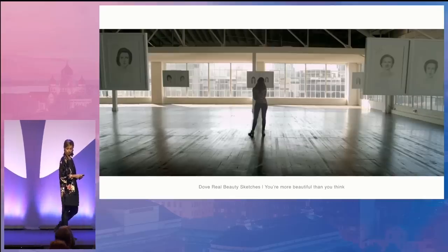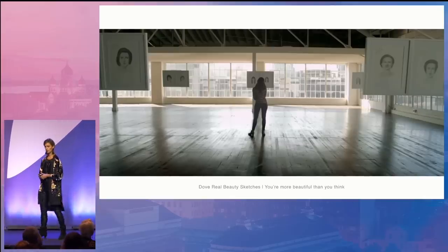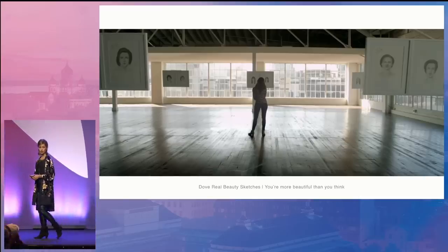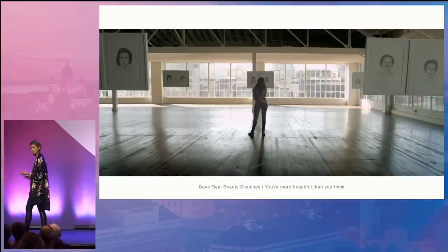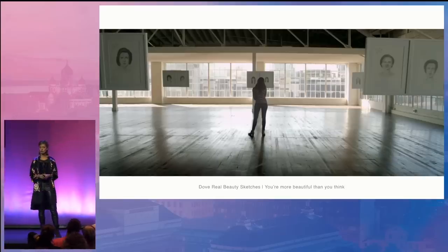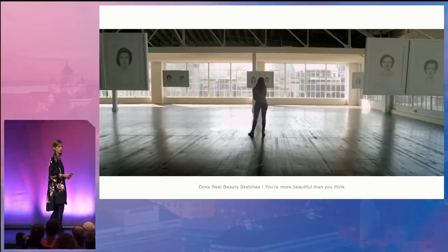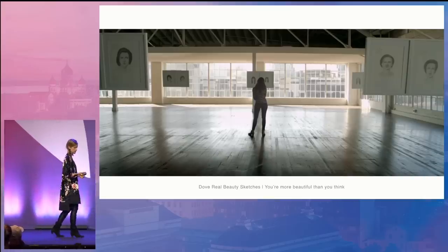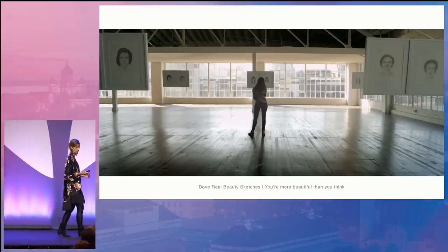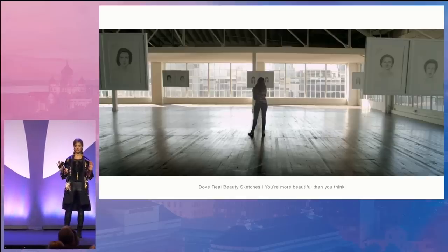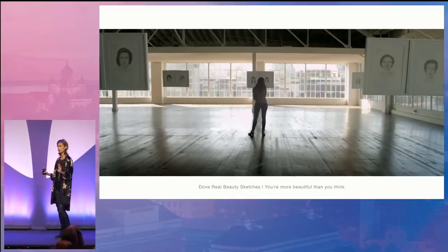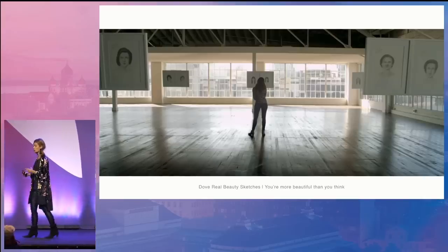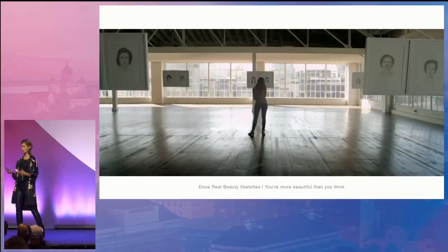And Dove Real Beauty Sketches. One of the very powerful advertisements. If someone asks you, how would you describe yourself, what would you say? Well, they did this test. They asked a woman to describe herself to an FBI-trained sketch artist. And then they asked an unknown person to describe that same woman to him. And he would create two different sketches that he would present. What they found is that the sketch that the woman described of herself was much more ugly than the sketch that was described by the unknown person.